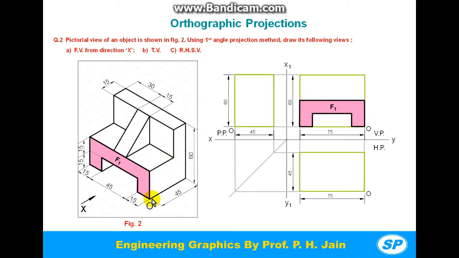You can see the dimensions. So from O, this horizontal line is of 15 millimeter length. This vertical line is of 30 millimeter length. So from this O, we can draw 15 millimeter horizontal line and 30 millimeter vertical line. So with this reference, we can complete this C-shaped vertical face F1. So here we have drawn this C-shaped vertical face F1.